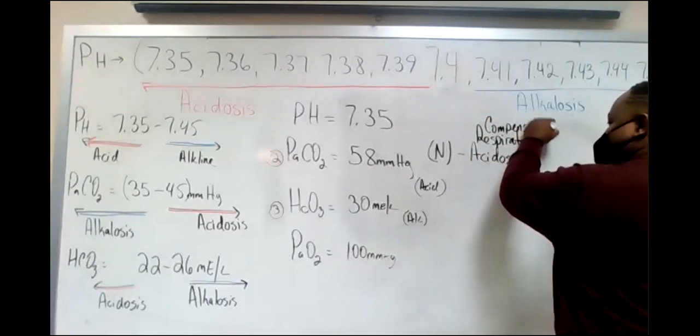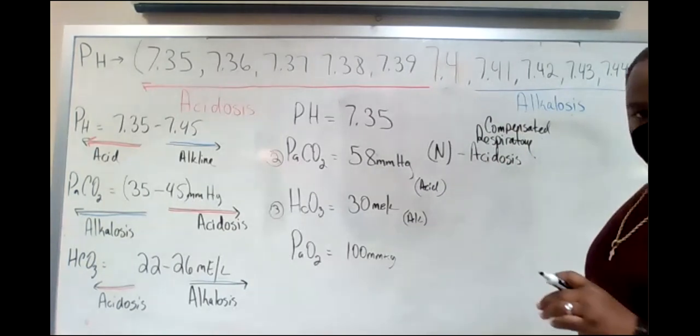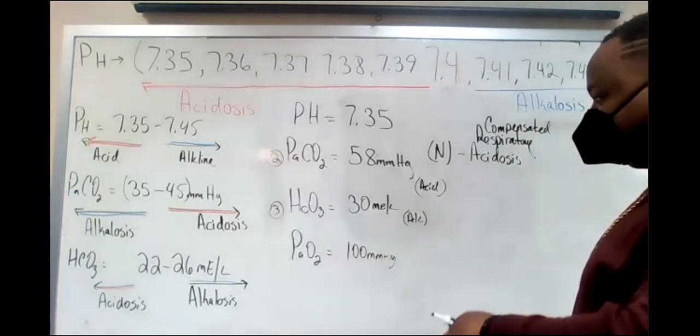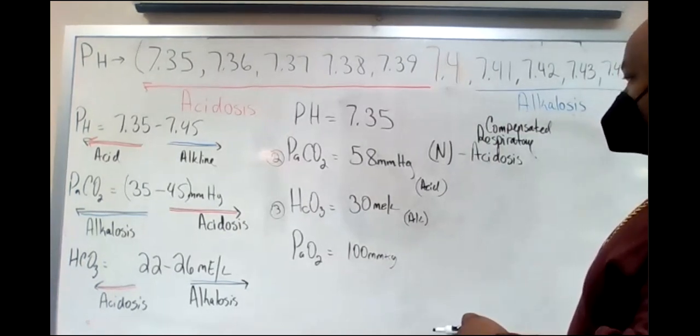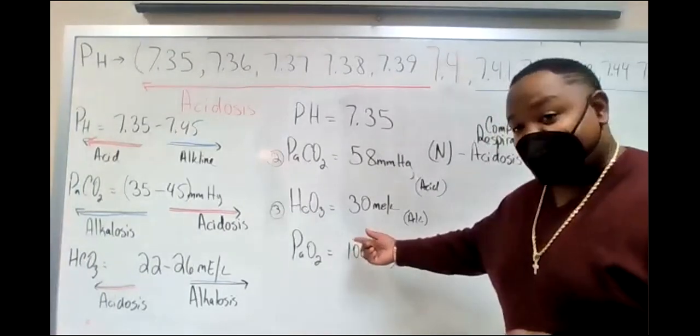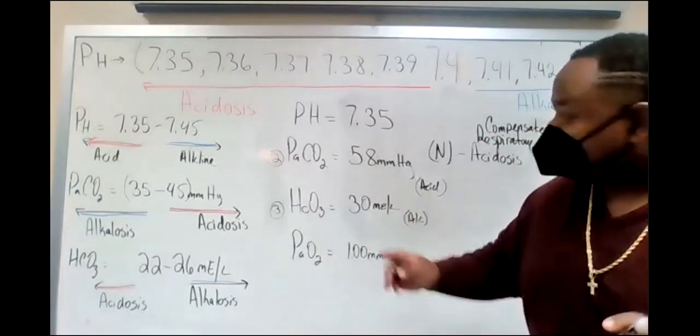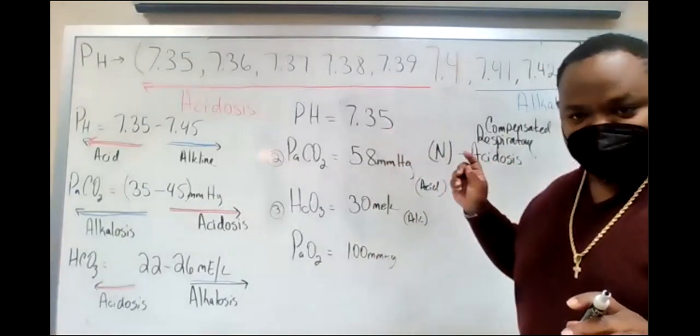So it's compensated respiratory acidosis right now. So if it's fully compensated, then it's not normal. If it's not normal, then it's fully compensated? No, if the third player is not in normal range, then there's compensation. But we don't know if it's fully or not until we look back at the pH.